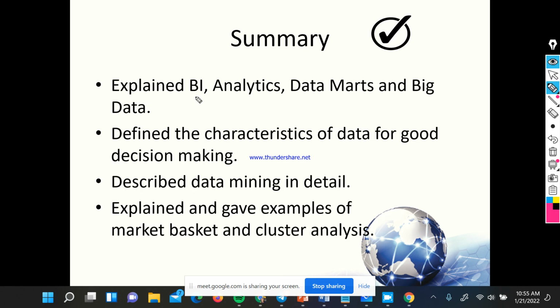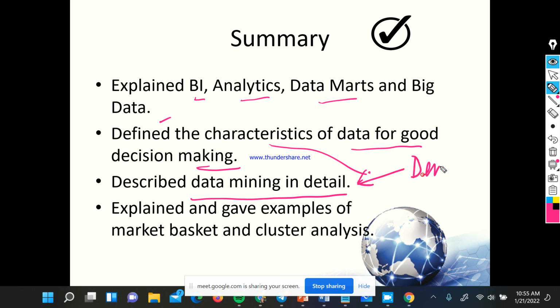Talking from this point, we are almost at the summary now. So what we talked about so far is BI, analytics, data marts, big data. We defined the characteristics of data for good decision making and then described data mining in detail. I'm going to demonstrate data mining to you physically in the next class. I will show you many items, explanations and examples. So far we are done on this part of the discussion. Any question that comes to your mind?